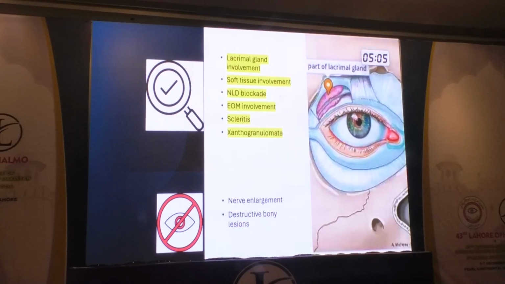The involvement that we saw was the ones highlighted in yellow. We saw lacrimal gland involvement in quite a few, soft tissue involvement, NLD blockade, extraocular muscle involvement, scleritis and xanthogranulomata. However, we did not see nerve enlargement or destructive bony lesions, which the literature suggests.